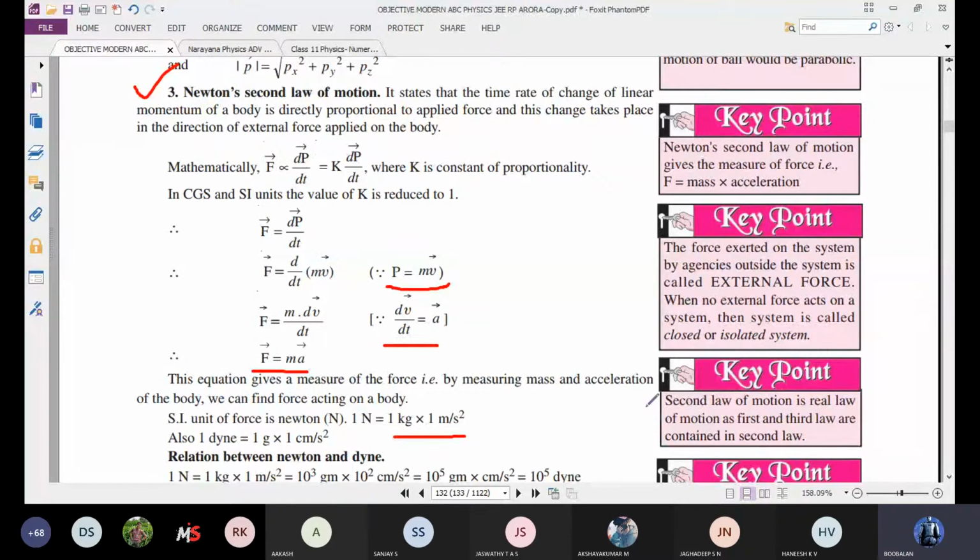So this is one important key point. The second law of motion is the real law of motion, as the first and third laws are contained in the second law. One more question mark, you want to concentrate more and more.